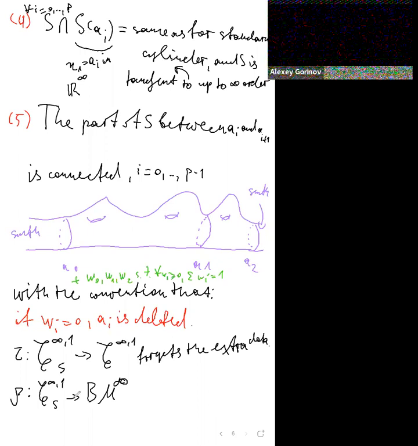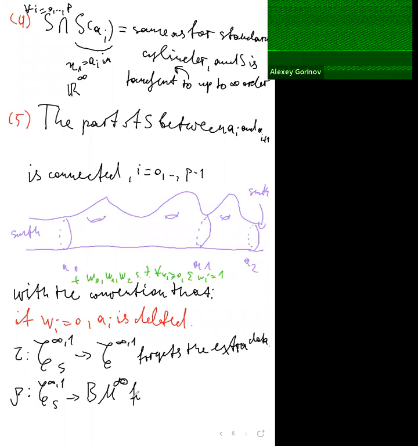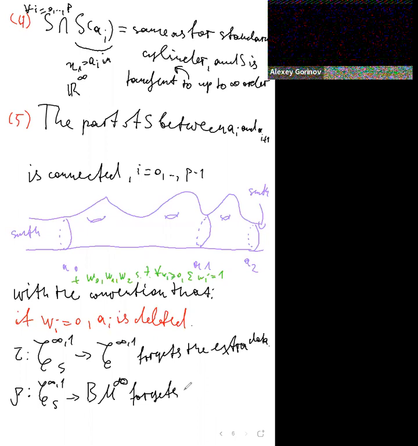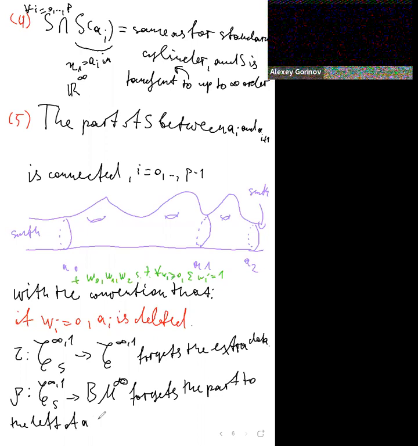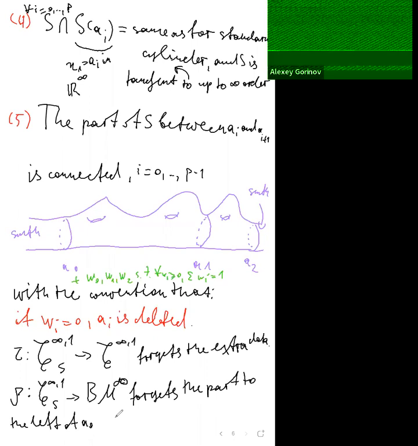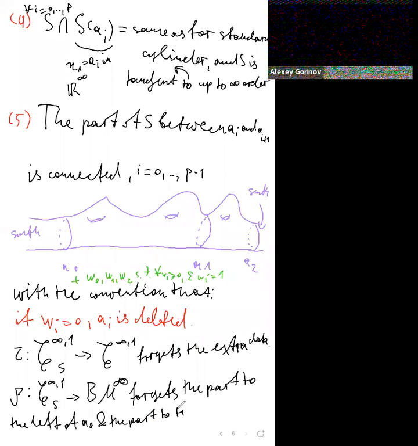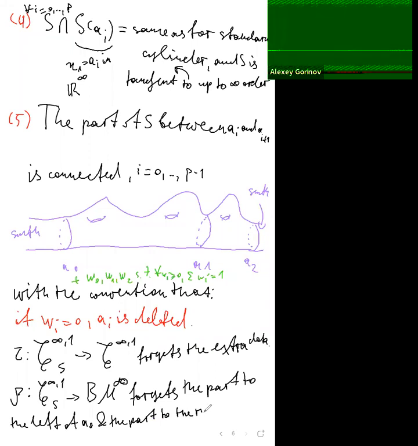So the map rho, what does it do? It forgets everything: the part to the left of A0, and the part to the right of AP.